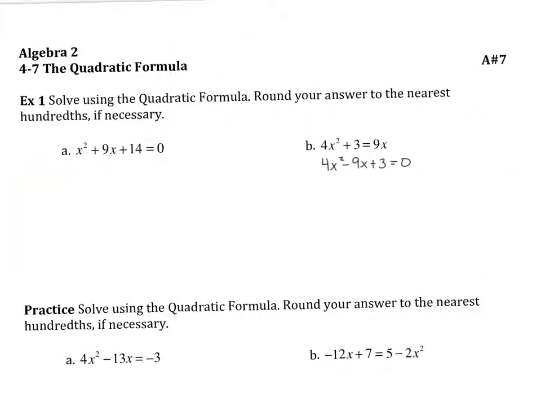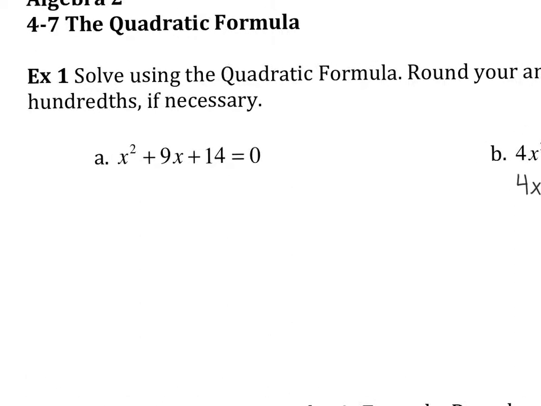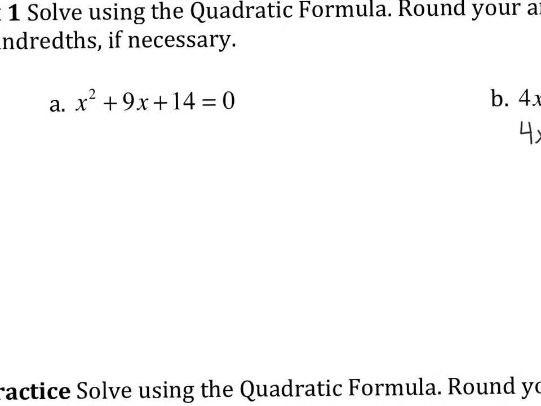Now that we know what the quadratic formula is, let's use it. So the key is to make sure that we have our form in standard form. So the equation has to be in standard form. Again, how do we know it's standard form? Because we have an A, a B, and a C. So in this case, I just recognize that my A is 1, my B is 9, and my C is 14.